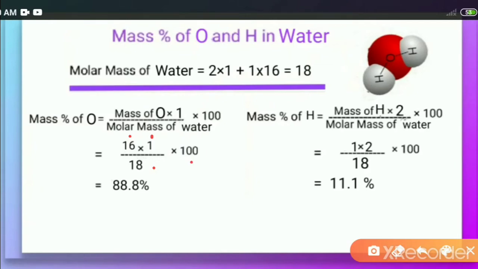Why are we multiplying with 100? Because we are finding out the mass percentage. Therefore, in order to find it in percentage, we are multiplying with 100. So when we solve this one, we will be getting 88.8%.